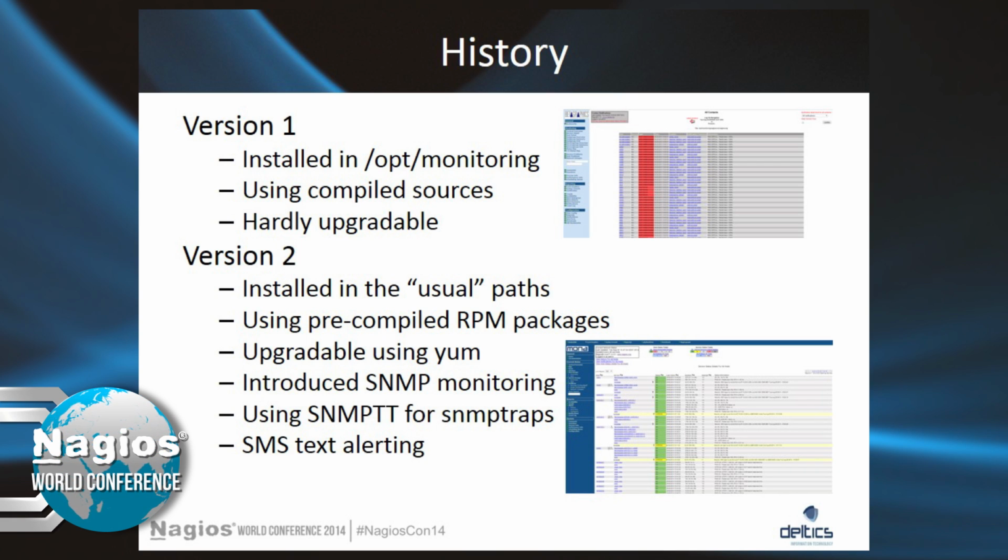So when I started, I created version 2 using the usual paths and pre-compiled RPM packages. We created our own RPMs, also for some other stuff than just the real programs. We created a repository, and everything was upgradable using Yum because it was based on CentOS. We also started using more SNMP monitoring and SNMPTT for traps, as the trap translator. And we did more with SMS text alerting.